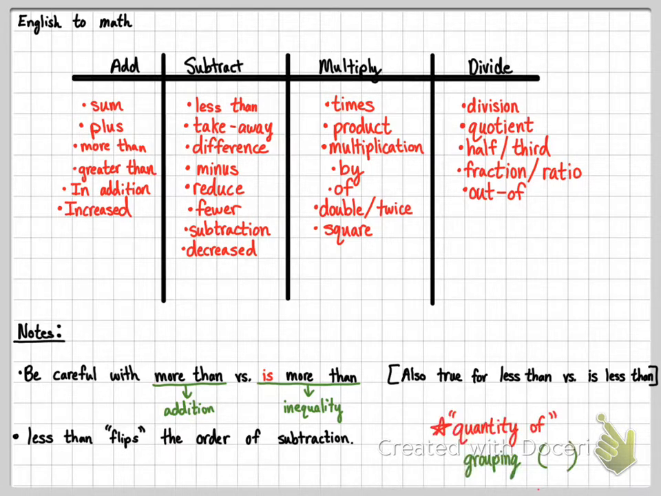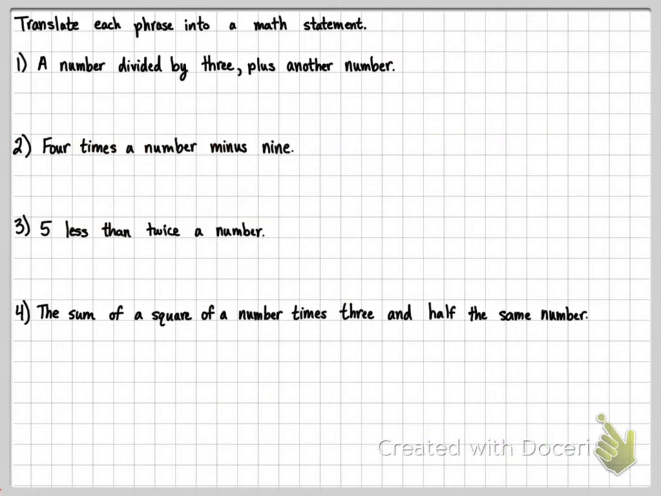Then quantity of is grouping. So we're also going to talk about that. Grouping. So just put parentheses, like the quantity of 2x minus 5. That means you're going to put parentheses around 2x minus 5. So quantity of is grouping. You always put parentheses when you see that "of." Like the sum of, the difference of, any of those things, when you see "of" next to it, you're going to group in parentheses, okay?